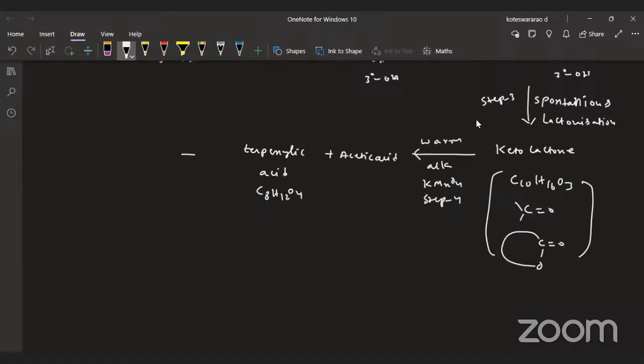Again, it is treated with neutral KMnO4, just dissolved in water, which is used for the oxidation reaction. Again, it is also an oxidation reaction. This is step 5. Then what product is generated? Terebic acid. Then what is the formula?